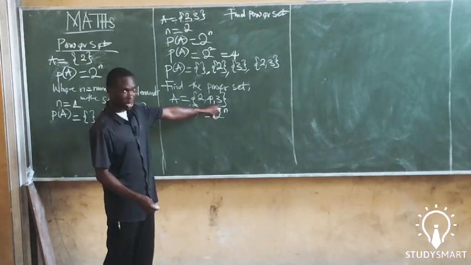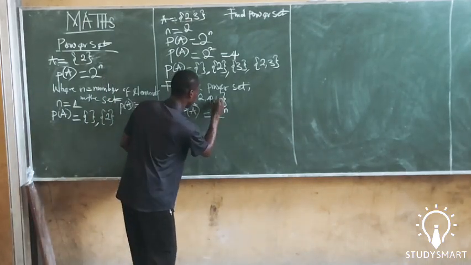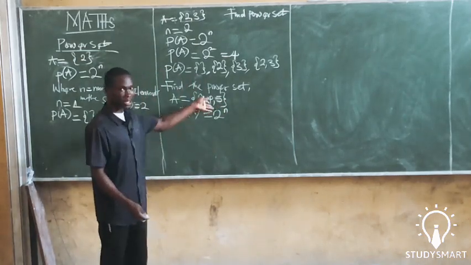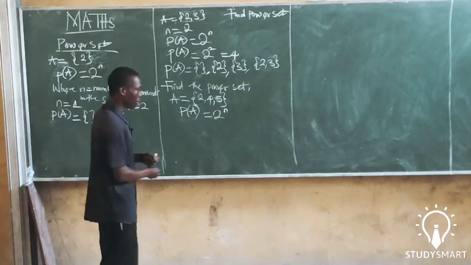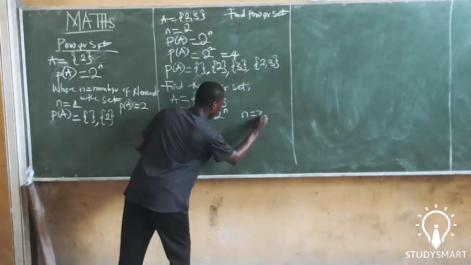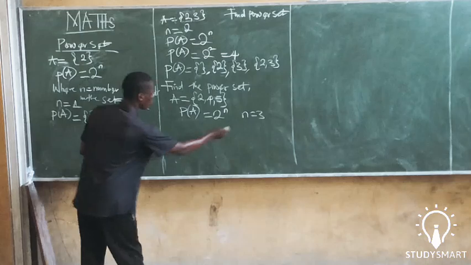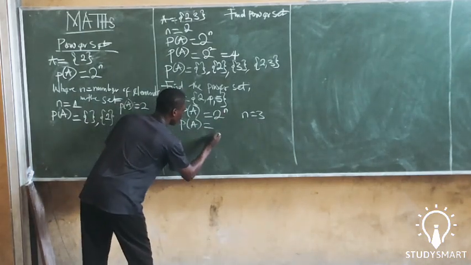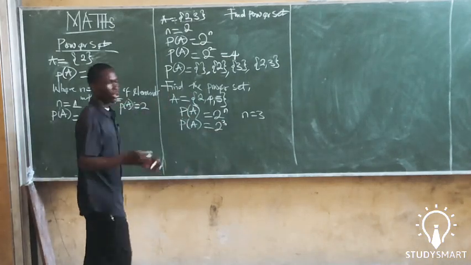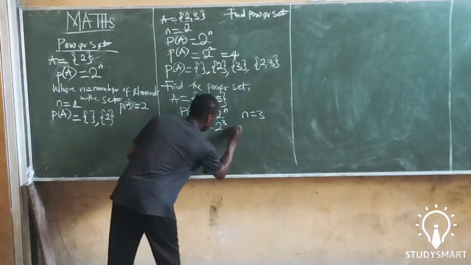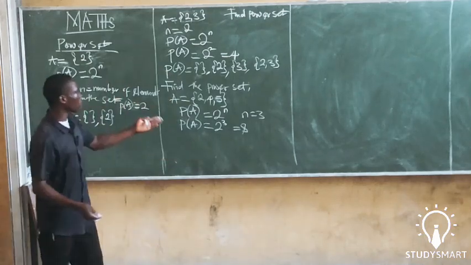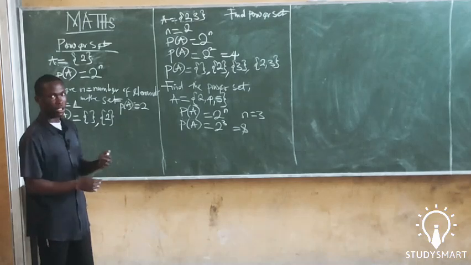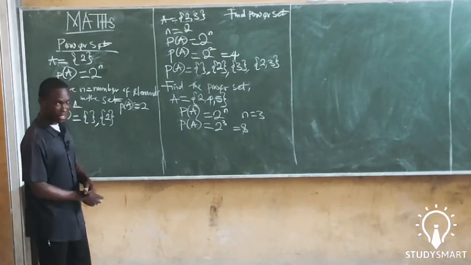Okay, let me just change this value and put 5 here. So our n is 1, 2, 3. The number of elements in the set is 3. That's the number of elements, so n is equal to 3. Now, I'm going to substitute 3 into this place. I'll have the power set of A equal to 2 raised to power 3, which is 8. Which means that the number of subsets I'm going to have should be 8.